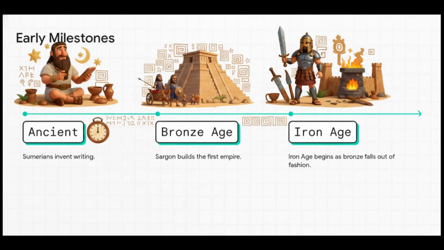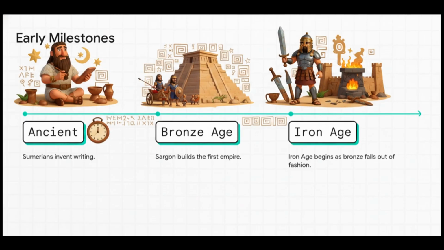Our journey actually kicks off between two rivers in modern-day Iraq, with the Sumerians. And these guys were absolute pioneers. I mean, not only did they look up at the stars and decide to divide time into hours, minutes, and seconds, which we still use today, but they also invented writing. And once writing hit the scene, things moved incredibly fast. We see the rise of the very first ancient empires during the Bronze Age, which then rapidly gave way to the Iron Age as bronze just kind of fell out of fashion.